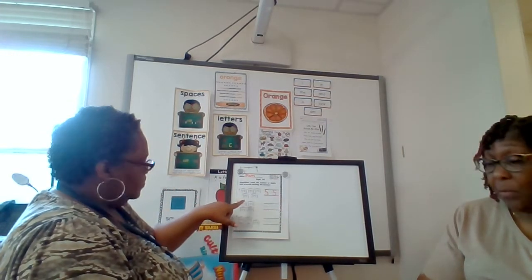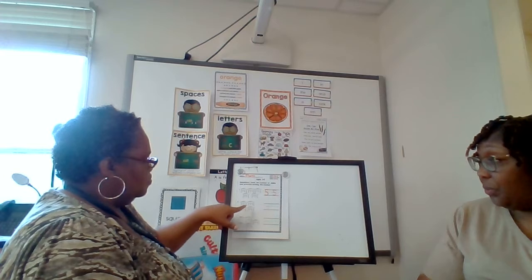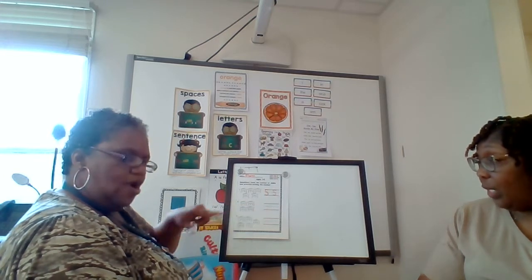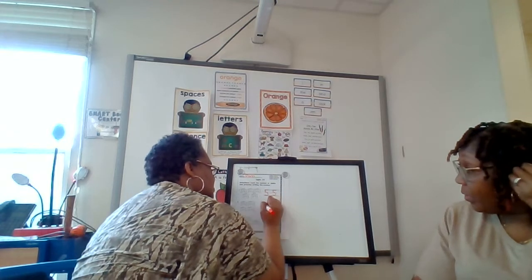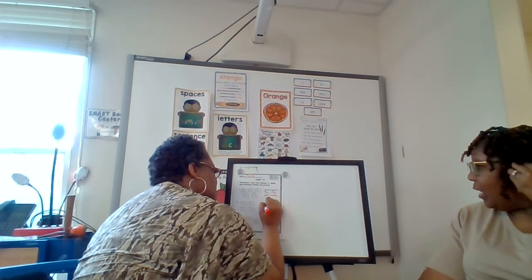So let's go to the second set. Let's count. 1, 2, 3, 4. So we're going to write the 4. Let's swim down and over and down some more. Down and over and down some more.